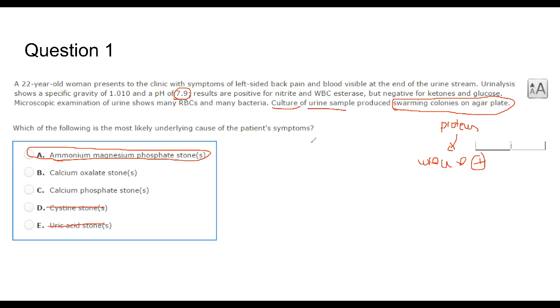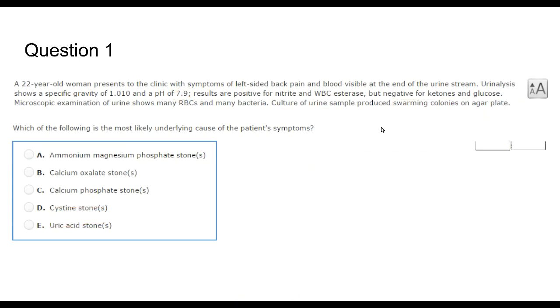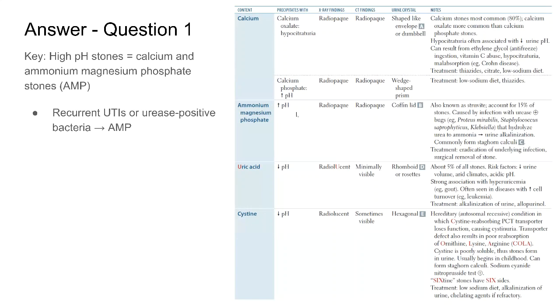So when you see some sort of UTI, think of the struvite stone. These other two can cause stones too, but most likely they will not cause so many bacteria behind them. Any of these can cause red blood cells because any stone can cause damage to the ureteric lining and hematuria. But the key here is what type of bacteria they talk about. Great. So again, you need to remember recurrent UTI, urease positive bacteria, think about ammonium magnesium phosphate. Remember right here.